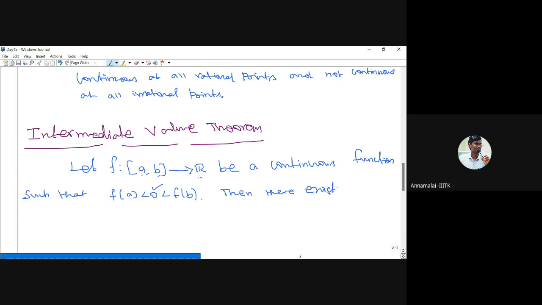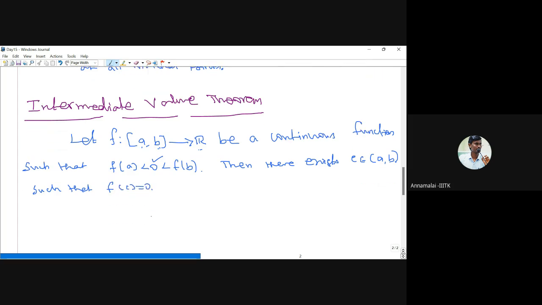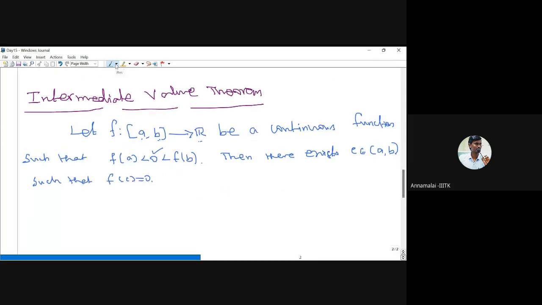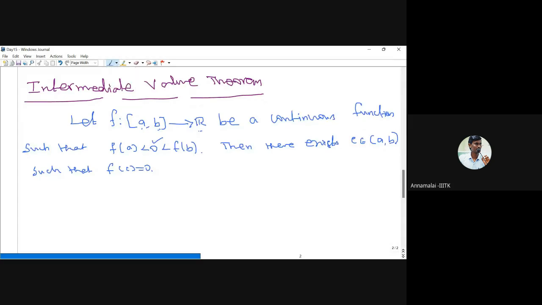There exists c in the open interval (a, b), because already a and b map to something. So there is a c in the open interval (a, b) such that f(c) = 0. So it's actually nothing but we have a root. f(c) = 0 means what? c is a root of the function, or a solution of the function.